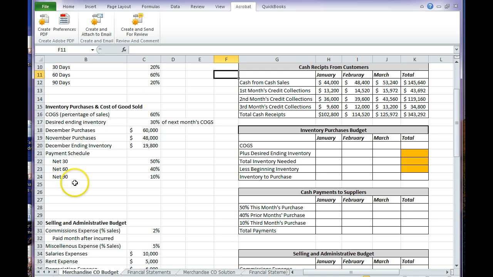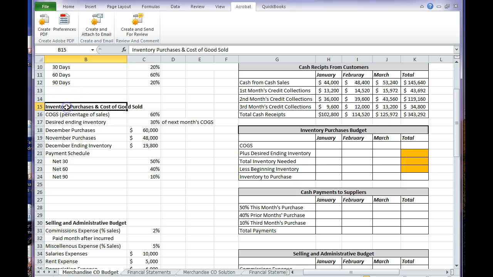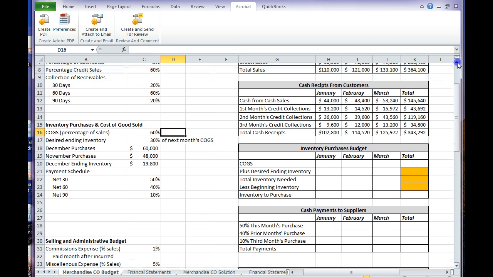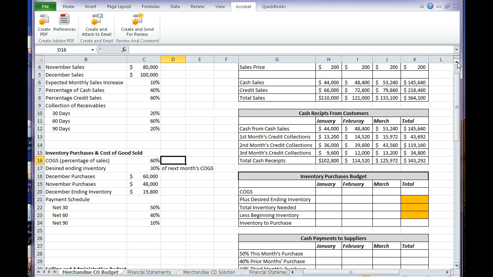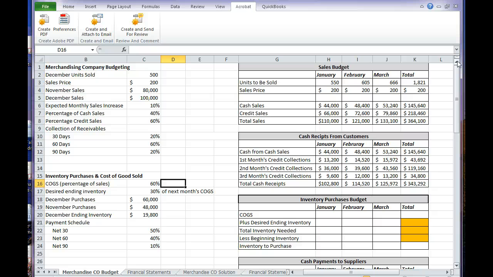So then we have some data here. Here's your cost of goods sold as a percentage of sales. It can give you a cost of goods sold as anything. This particular company calculates their cost of goods sold based on the percentage of sales, which means if your total sales are $110,000, your cost of goods sold are going to be $60,000. This has nothing to do with cash or credit. You want to take your total sales.